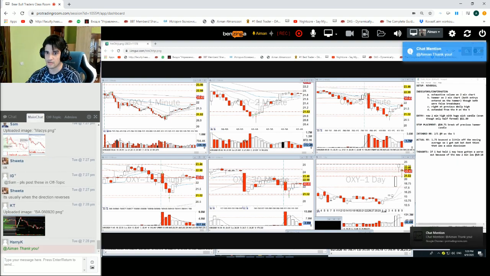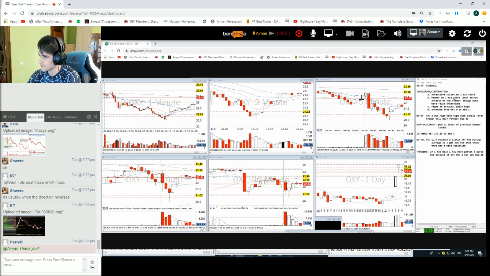Okay, perfect. Now let's see what you did on Oxy. Setup: a reversal, indicator confirmation, exhaustive volume at the low of the day on the 2-minute chart. So that's the 2-minute chart, and you're starting to have exhaustive volume. You're having an increasing volume, not so climactic. This actually is really good. This is increasing, not so much, but it's still an exhausting volume.